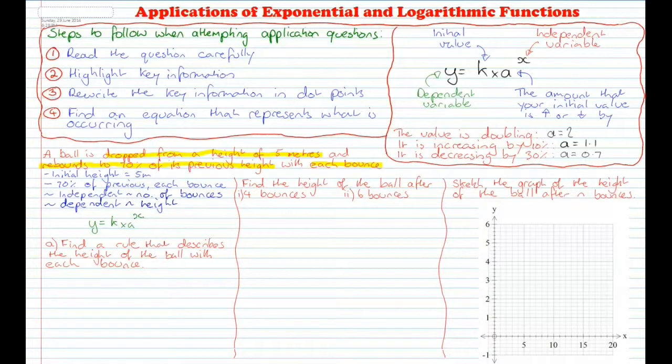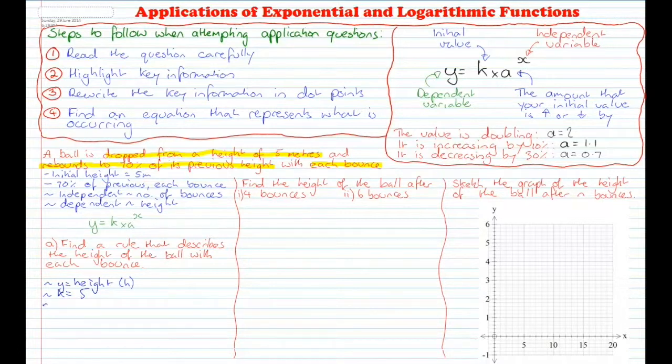So let's go through and answer the first question now, where it says find a rule that describes the height of the ball with each bounce. Well, let's go through and rewrite this information. As we found before, our height will be our dependent variable, so our y is equal to our height, and what we'll actually call this is h. Now the next thing is we're looking for our k value. Our k value is our initial value, and our initial value is going to be 5 because that's how many meters high it starts off at.